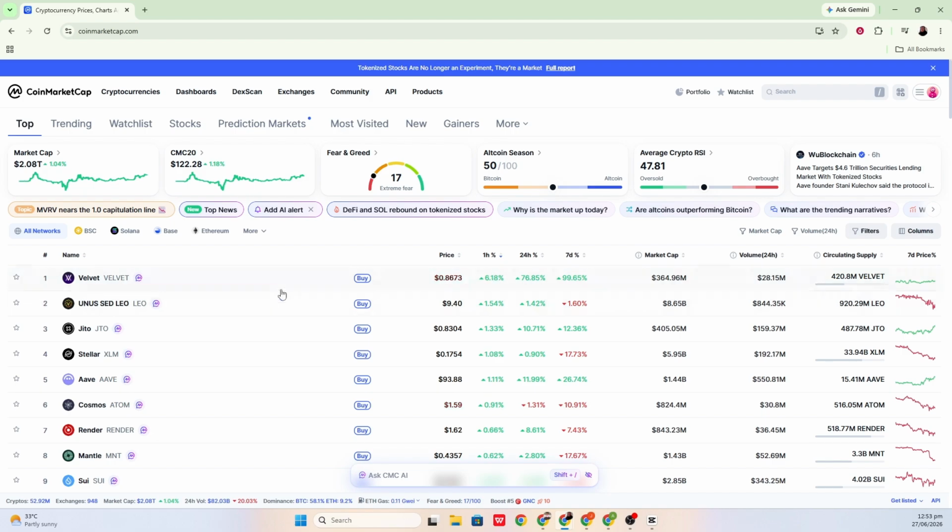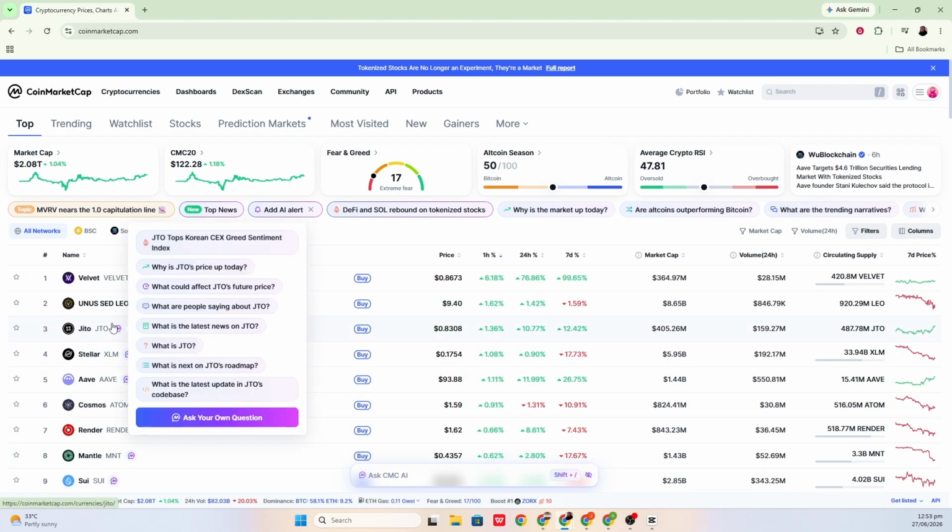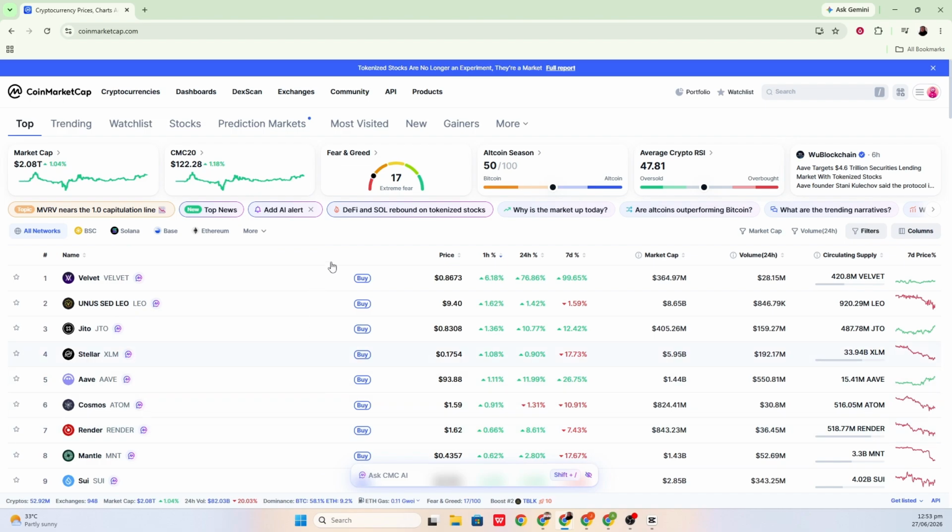The coin you select should have a 1-hour change between 1.5% and 2%. Once you find a coin that matches this range, that is the asset selected for trading. This is the process used to identify the crypto asset to trade on CoinMarketCap.